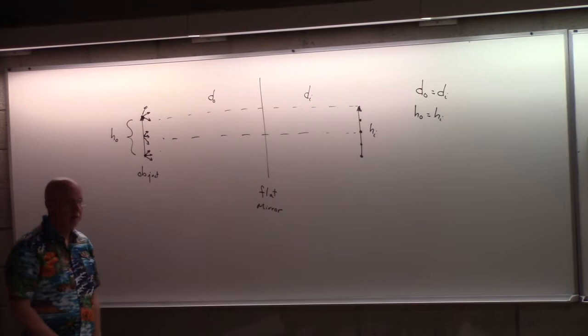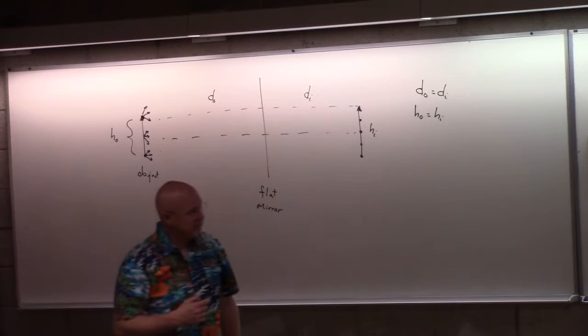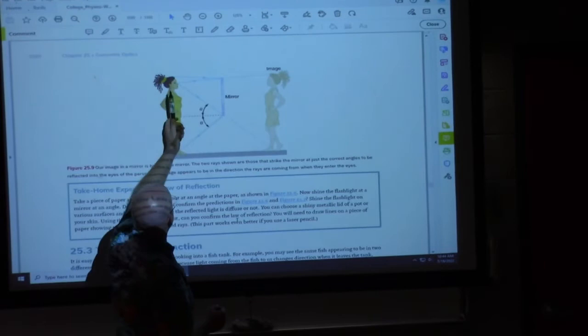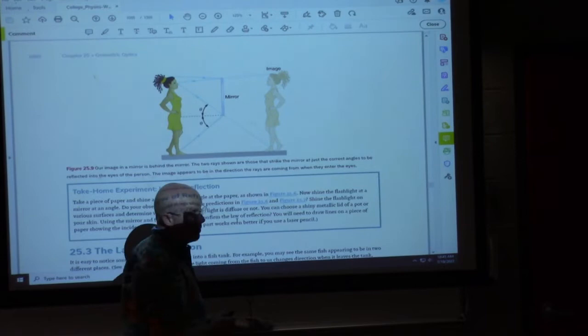Now, I know the eyes aren't at the top of the head. In fact, your author does a better job and says, well, we'll get a little bit of depth, or we'll drop the eyes a little bit below the head. And so your author says that the light coming from the top of the head would hit the mirror and bounce off and go to their eyes.